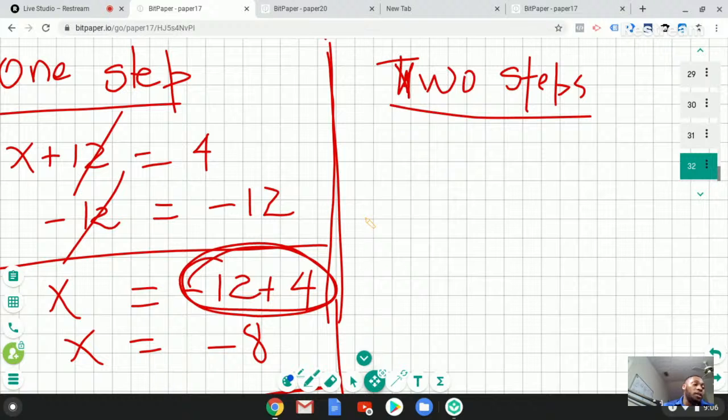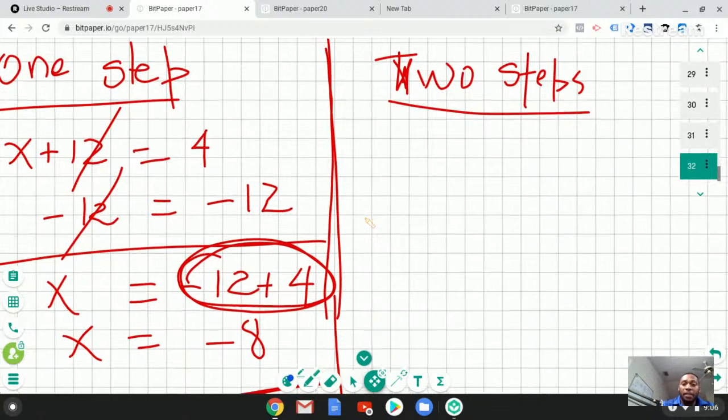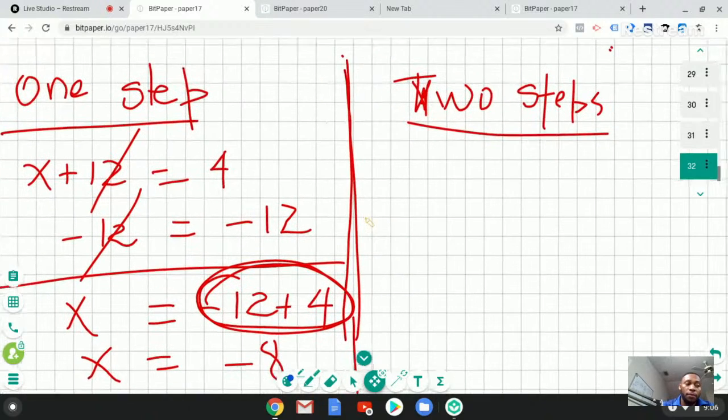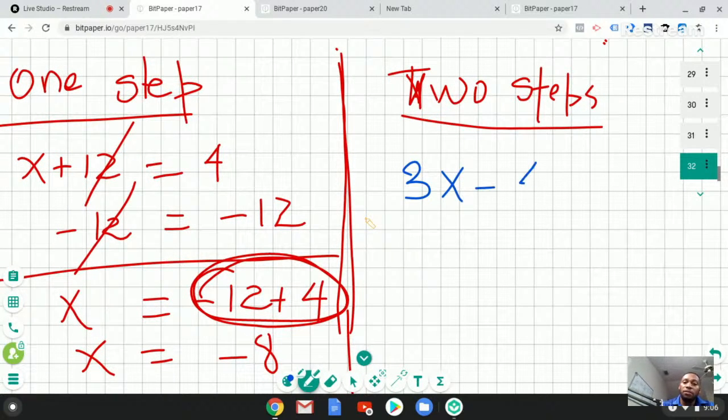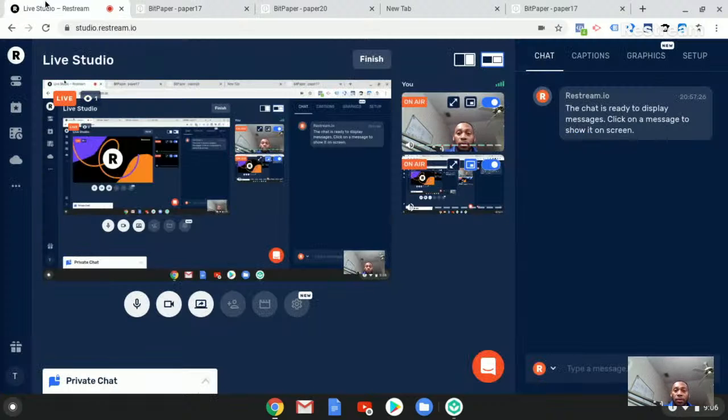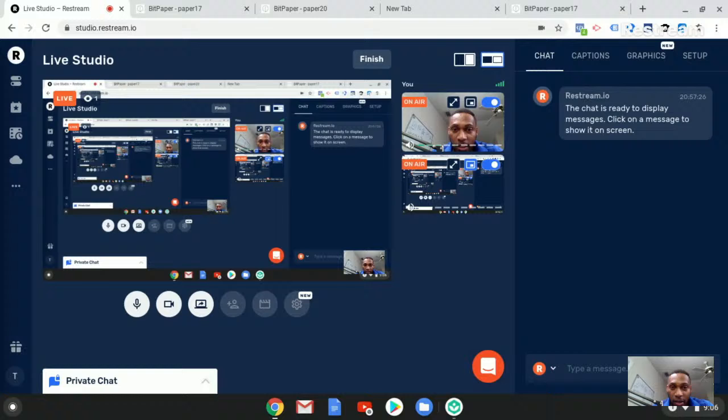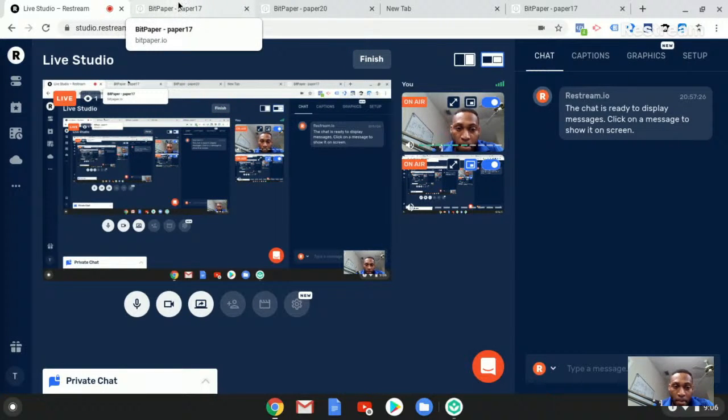All right, so let's do a two-step equation. I have an example here: 3x minus 4 is equal to 6. What that really means is that I need to do two steps before I get x by itself. What's the first step I need to do? I'm not seeing the comments here on YouTube. So what's the first step I need to do here to get x by itself?